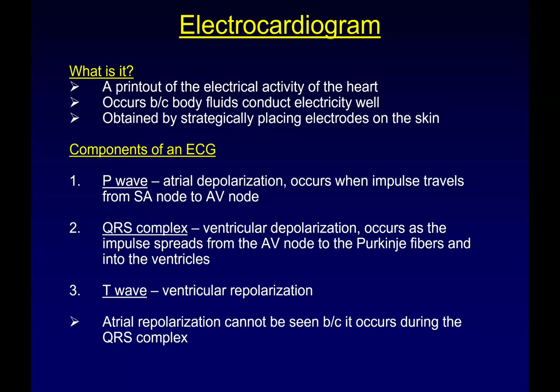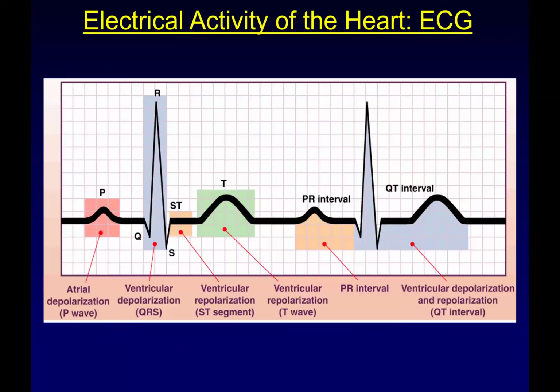To get an EKG, we put electrodes around your heart here. Those electrodes measure the electrical activity of the SA node, AV node, right down. It measures the transmission of action potentials in the heart that are going to initiate the contraction and relaxation of the atria and the ventricle. So we have a P wave, the QRS complex, and the T wave that are the three things that I want you to be able to identify and understand.